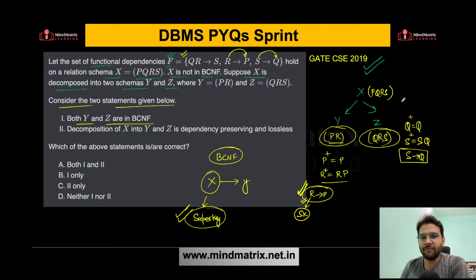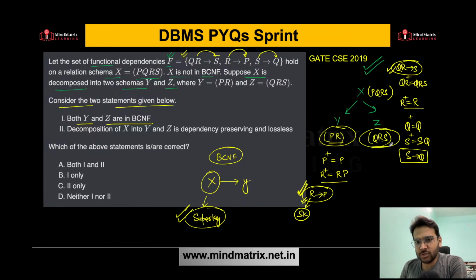What else? If I try to find the closure of R, I'm getting R. Anything else? P is not there in this relation. That's it. And if I find the QR closure, I'm getting QR, and using QR I can get S also. So I'm getting QR determines S. So for this particular relation, I'm getting QR determines S, and S determines Q.